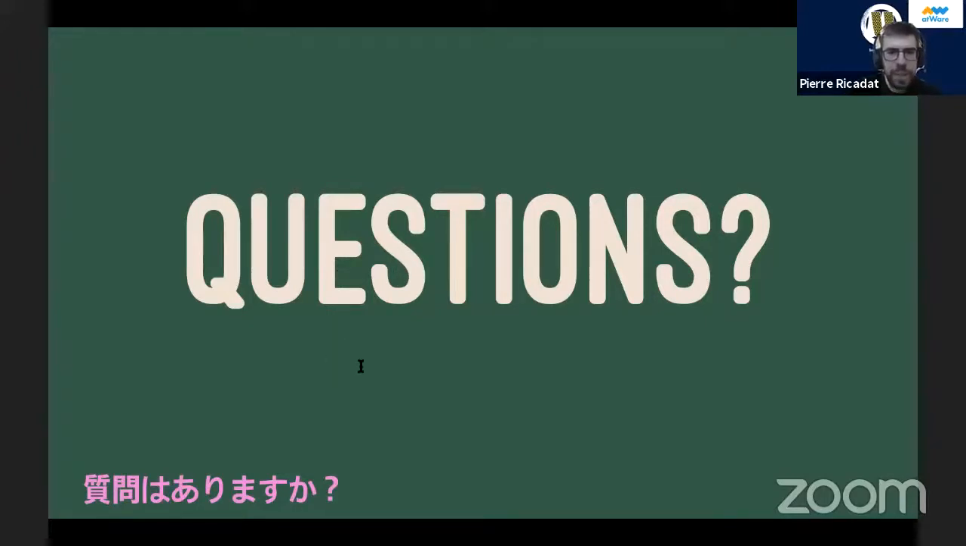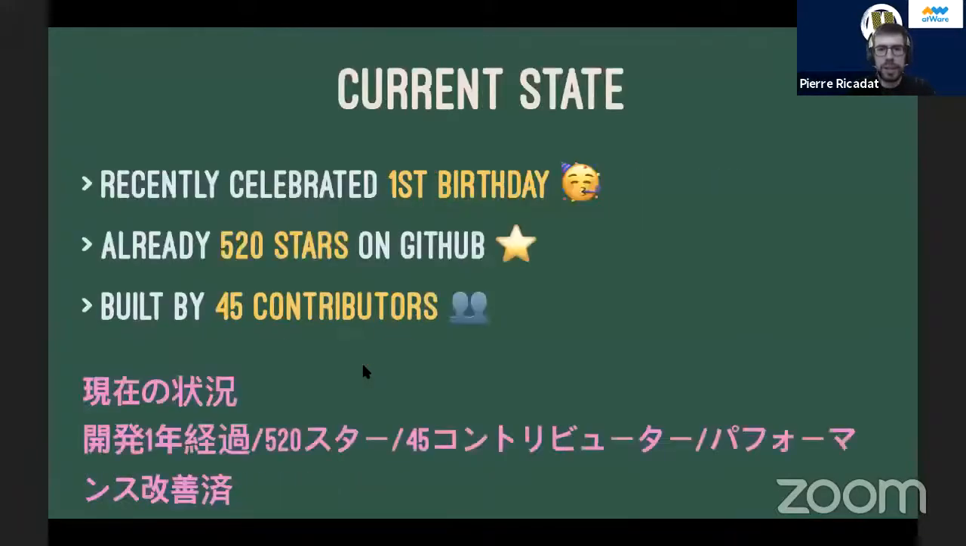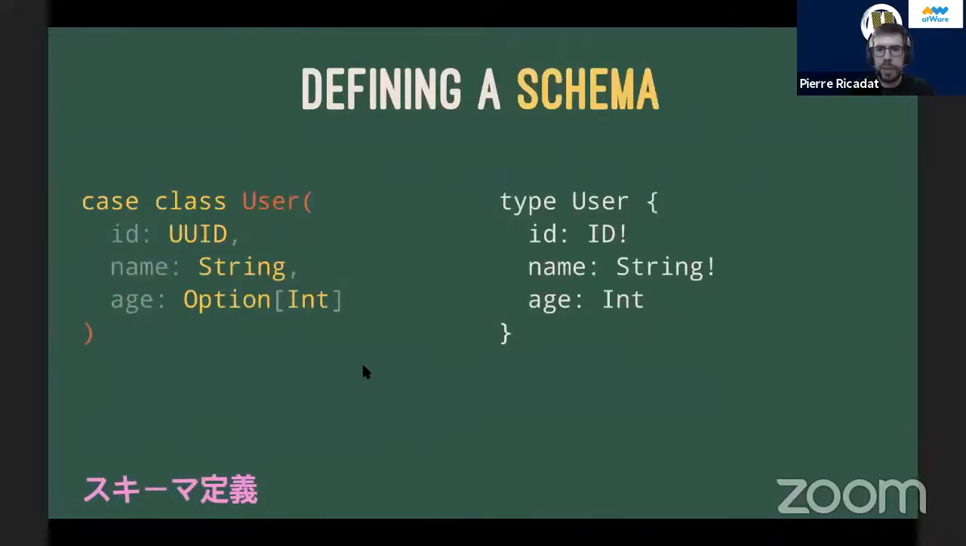What does the exclamation mark mean in Caliban? Let me go back to my slide, to the beginning. The exclamation mark means that, for example, ID here is non-null. It cannot be null. If there is no exclamation mark, like age, it might return null. In Scala, the equivalent is Option or not Option, basically. That is the meaning of the exclamation mark.